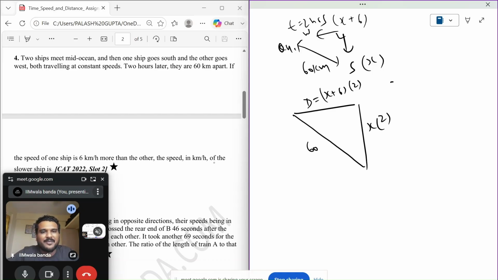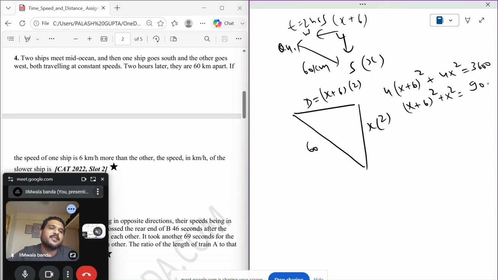Now that's it. 2 times (x plus 6) whole square plus (2x) square is equal to 3600. That is, 4 times (x plus 6) whole square plus 4x square is equal to 3600. 4 will get cancelled. (x plus 6) whole square plus x square is equal to this by 4, which is 900.